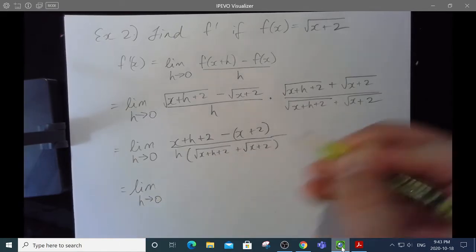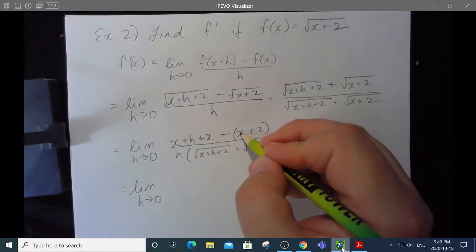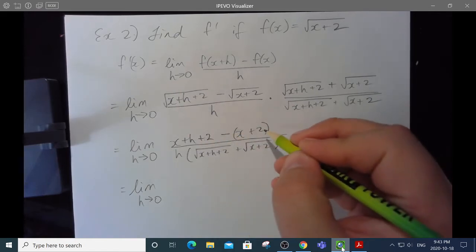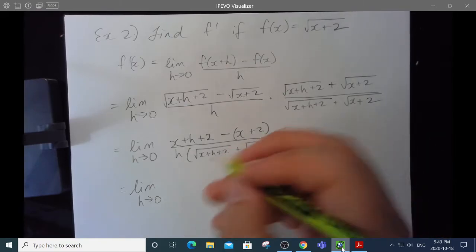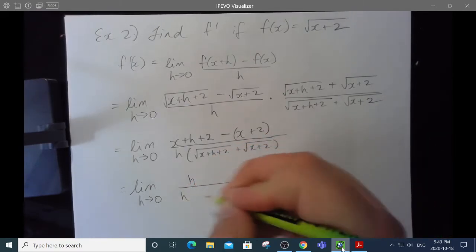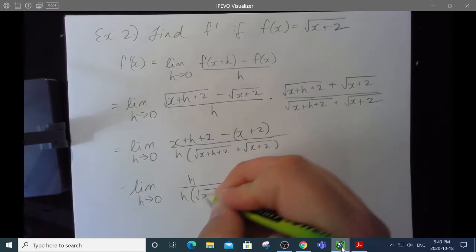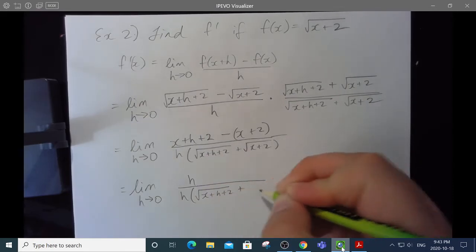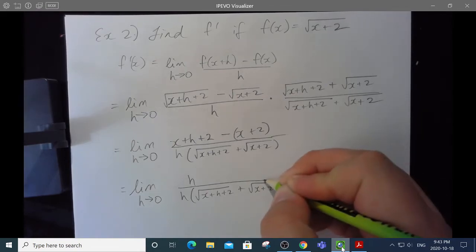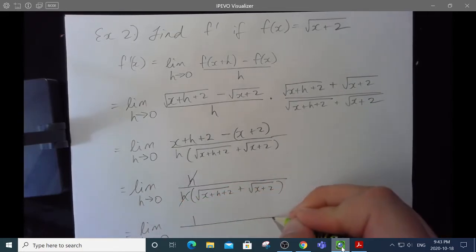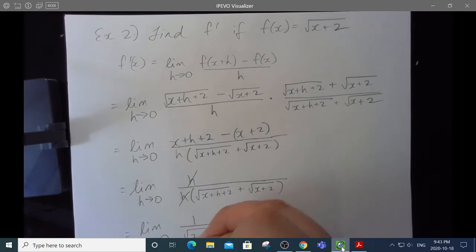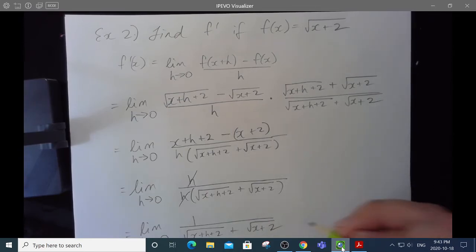the limit as h approaches 0 of x minus x plus 2 minus 2. Aha! The constant and the variable on the top are gone. And isn't that nice? So that means those h's are gone. So that's 1 over, and the denominator still has an h in it because I haven't switched over. I haven't actually applied the limit yet. Okay, let's apply the limit.